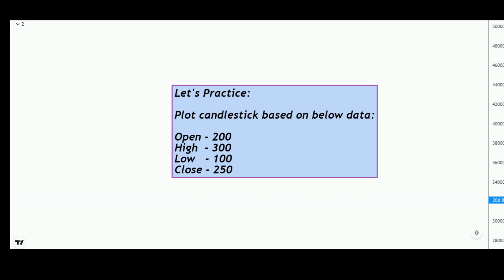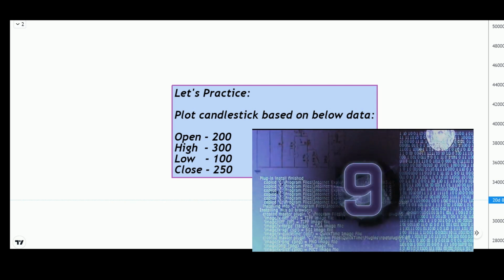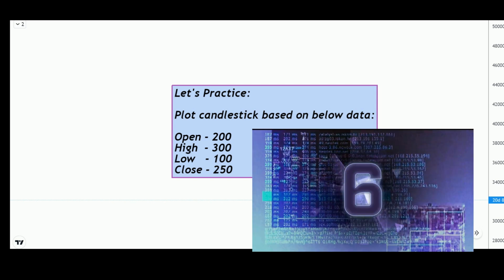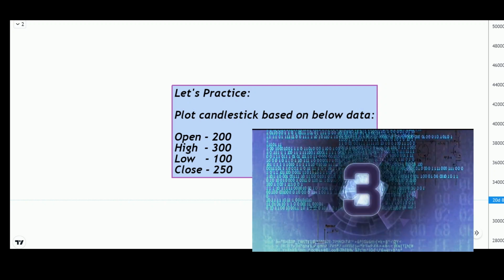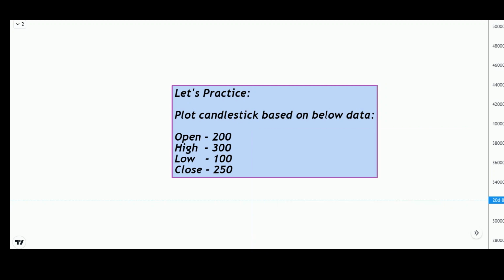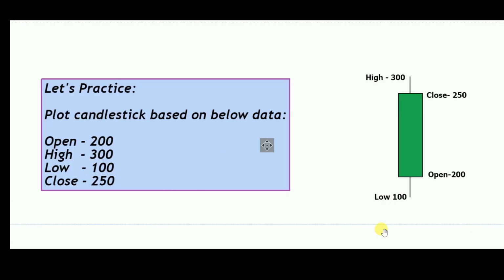Let's practice plotting the candlestick based on the below data. I will pause the video for 10 seconds. If you try to plot the candle, it will look like this one. So open 200, then low is 100, high is 300 and close is 250. Since the close price is greater than the open price, the color of the candle will be green. Similarly, you can try to plot the candle based on the data.